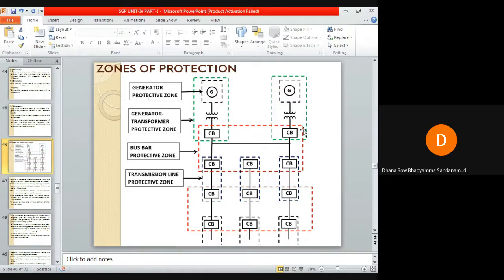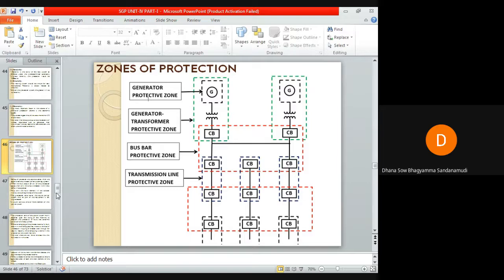And usually the boundaries of these protection zones are decided by the location of the current transformers in the power system. In this image, you can't see any current transformers; it's simply the zones of protection that are shown here. But by the location of the current transformers, the boundaries of these protection zones are decided.